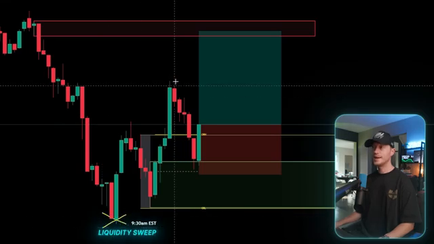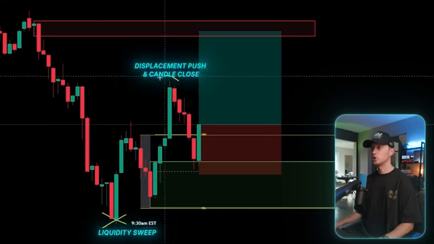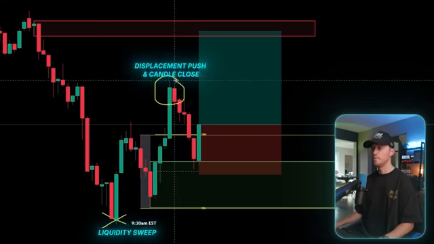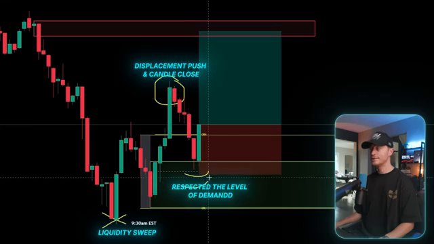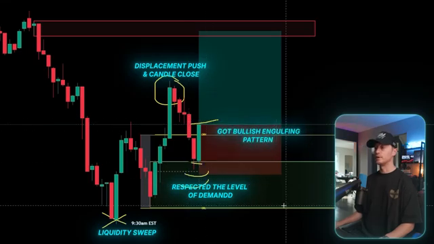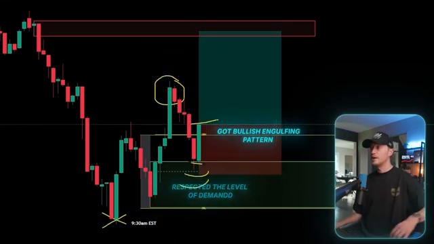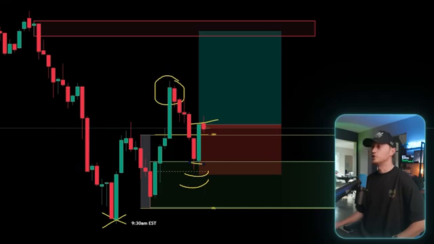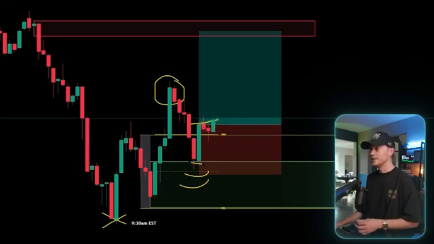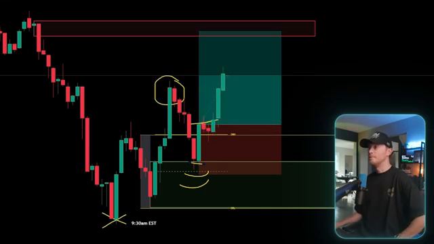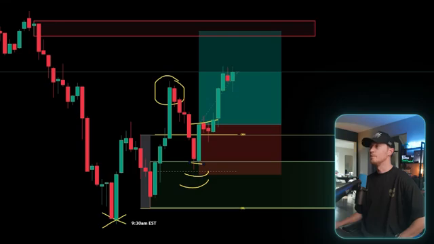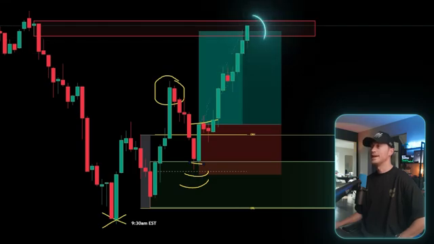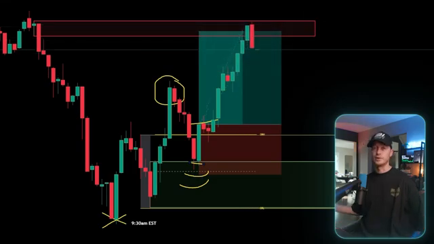Liquidity was swept. We had the displacement push and candle closure outside of the ORB. We respected the level of demand and got our bullish engulfing pattern. So the only thing left to do is play the position out. And you could see it started to go in my direction with some big candles. There clearly were some buyers at that level of demand, and then I smashed the take profit perfectly.